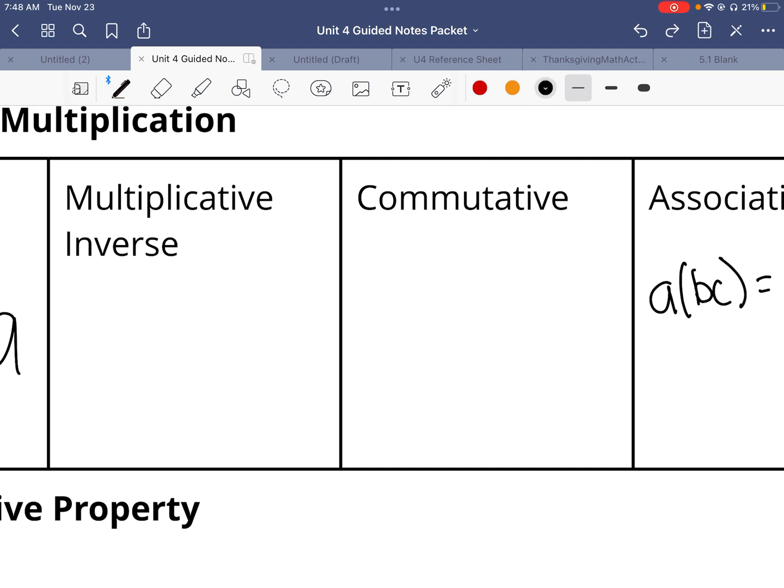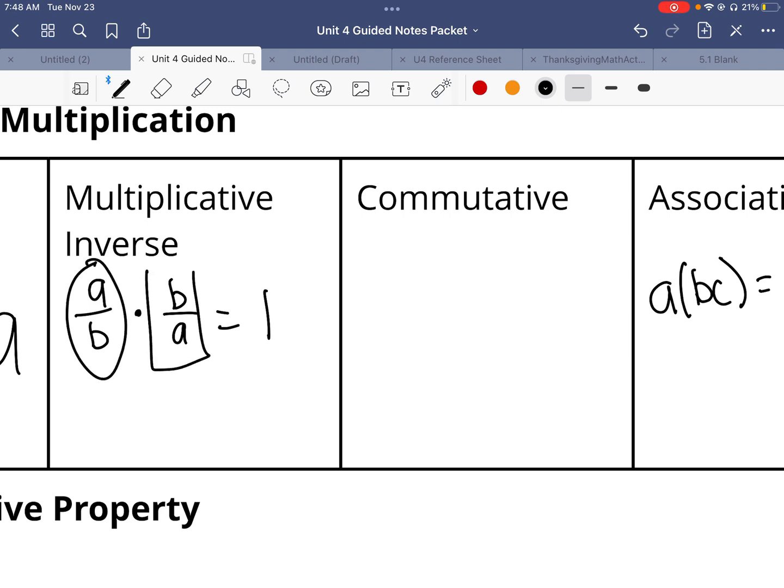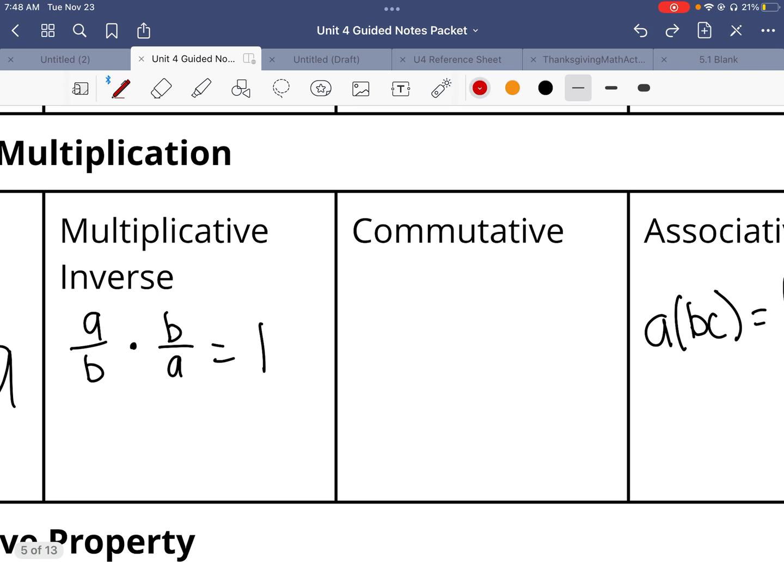So the multiplicative inverse says a over b times b over a equals 1. What this is saying is if you take any fraction and multiply by the reciprocal, or the flipped upside down version of it, you're going to get 1. The reason that happens is because in fractions, we would multiply straight across, and we would end up with a times b over a times b. And that's going to be something divided by itself, which definitely equals 1. So that's why it works.